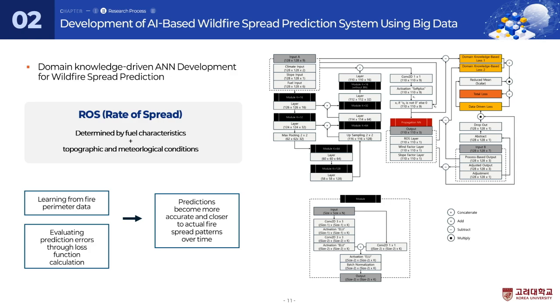spread. During training, when the predicted spread differs from what actually happened, our loss function calculates the area and distance differences between the two boundaries, essentially measuring how far off the prediction was. The AI keeps running to reduce this loss value and eventually converges into a model that closely approximates actual wildfire spread patterns.